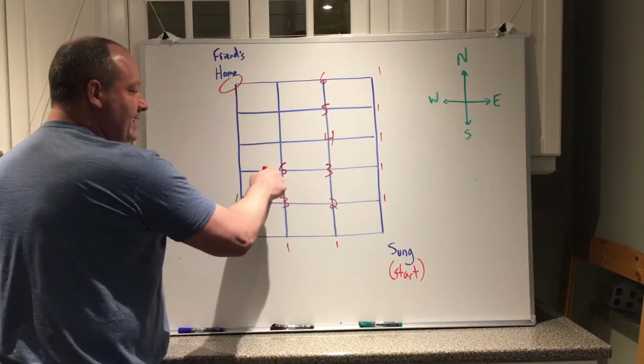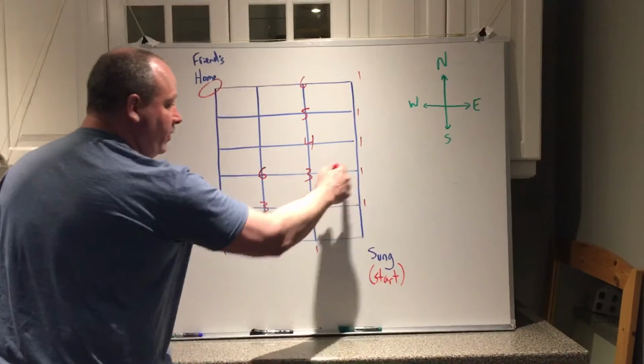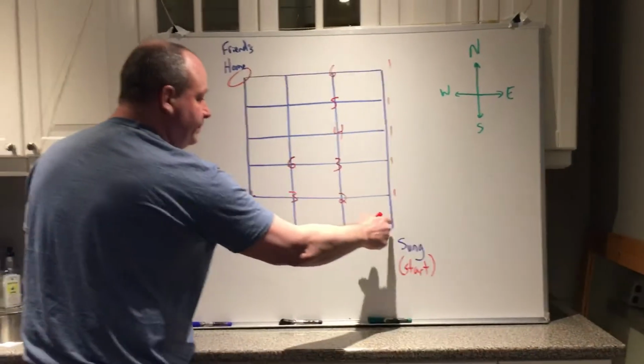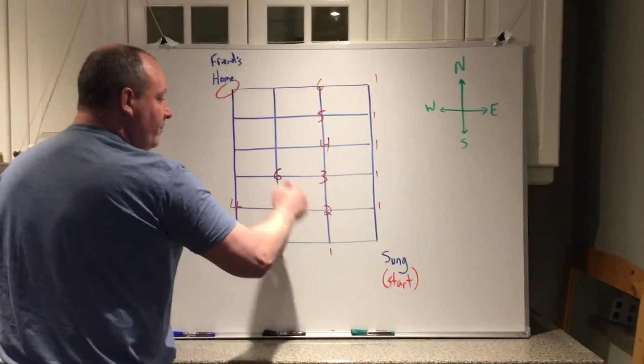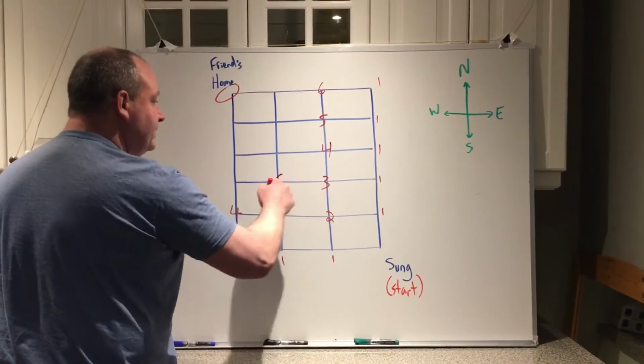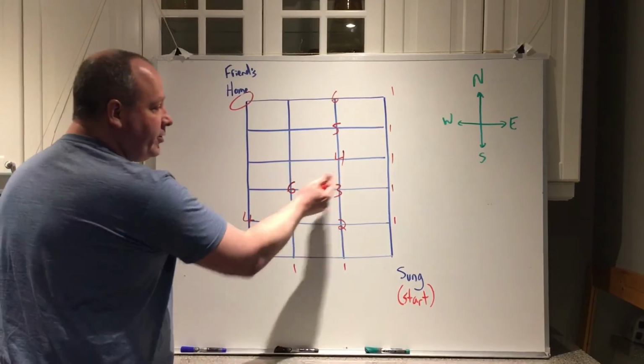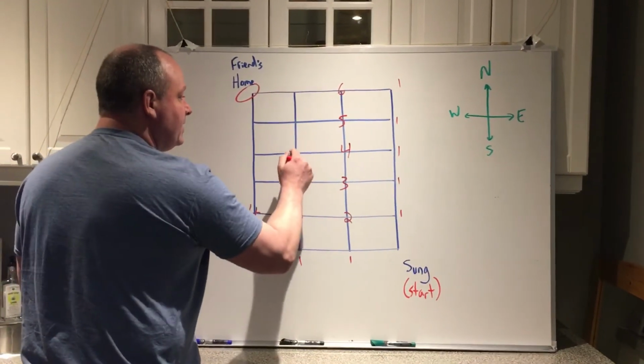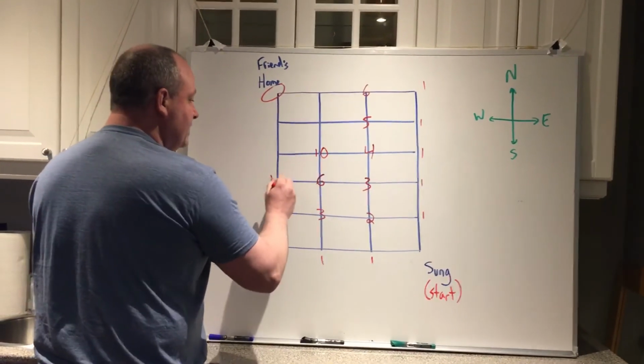3 and 3 to get to that point, 6, and you can count them up if you want to. 1, 2, 3, 4, 5, 6. Okay, but of course we want to do it in small steps. 4 and 6 is 10. 4 and 6 is 10.